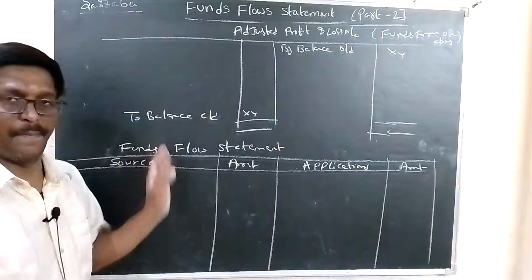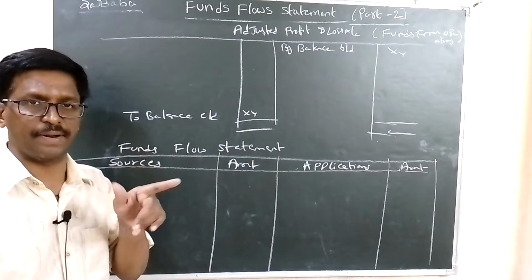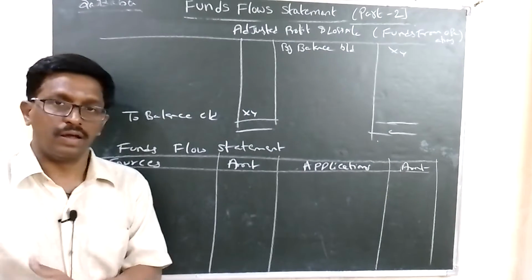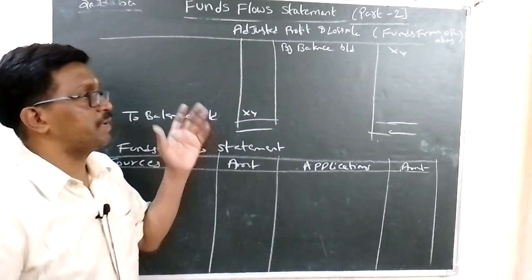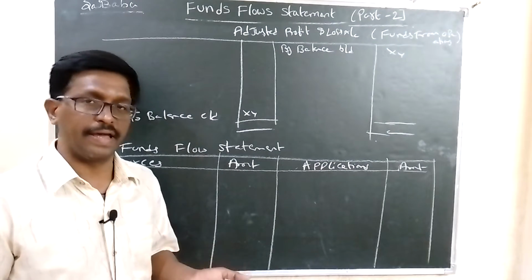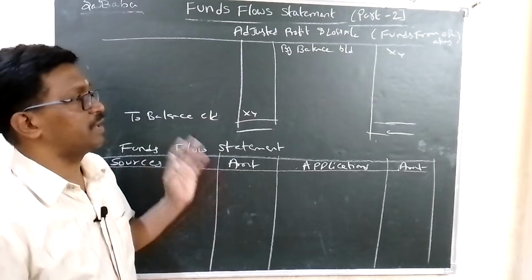First one, statement of changes in working capital. Second one, adjusted P&L account, and funds flow statement. Remaining, we have to know the adjustments, which we already learned previously. So we can prepare either directly, or indirectly by posting in the ledger accounts.